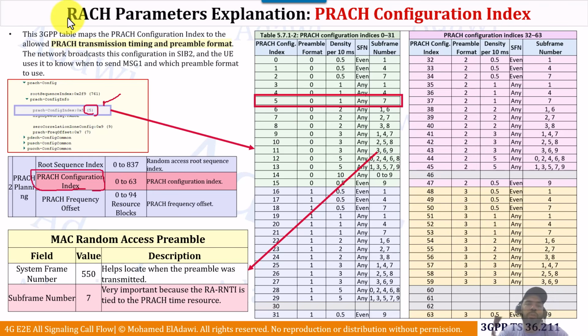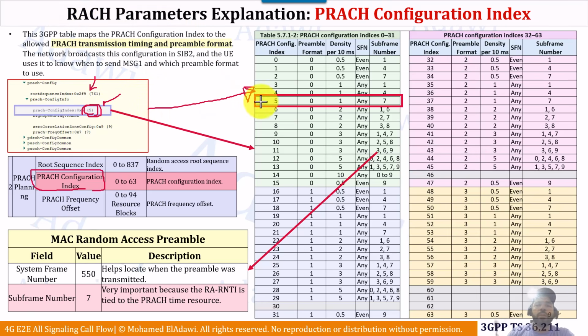So how does this actually work? It might look complicated when you read it, but I'm telling you it's a very, very simple parameter. Once the user finds this parameter in System Information Block type 2, which is this one, he will find this value, 5. He will go and look into the 3GPP specified tables, which the user already knows about.